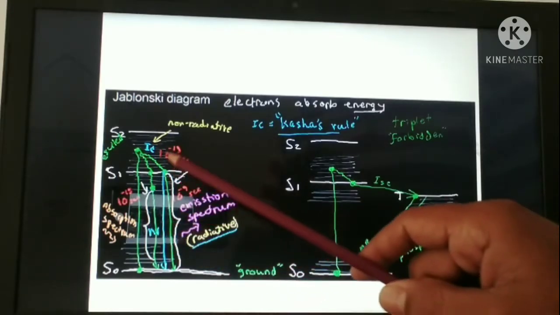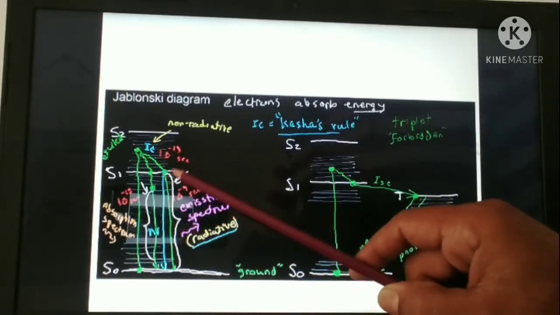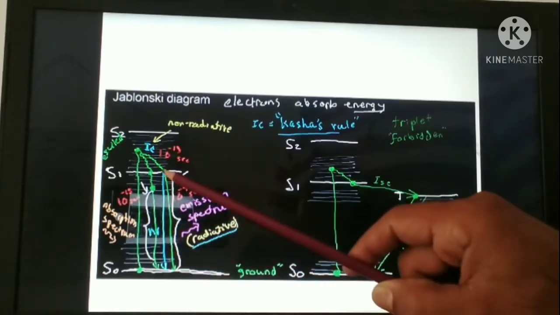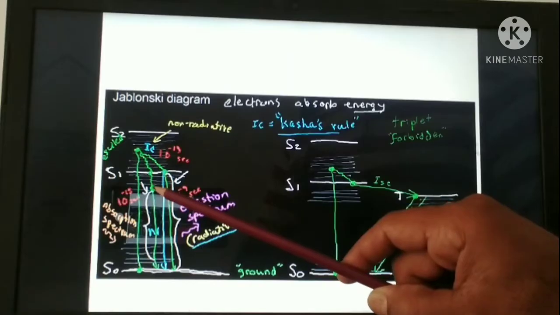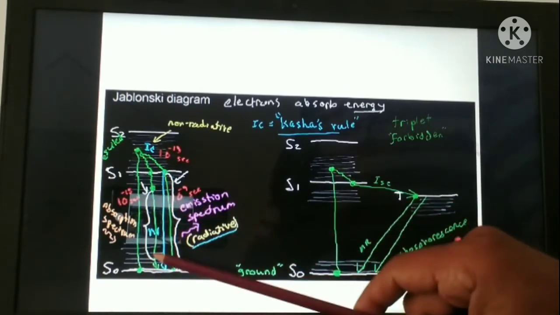So there are two ways. If the electron falls from this state to here, then the energy emitted is more. If it comes from this excited state to this one, then the energy emitted is less.